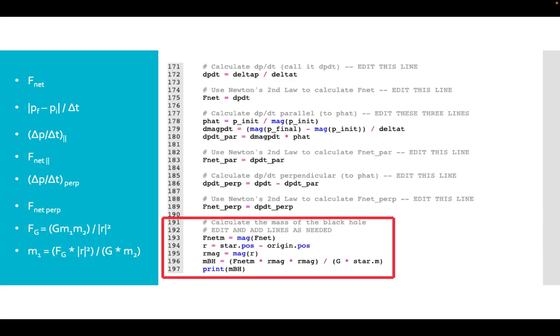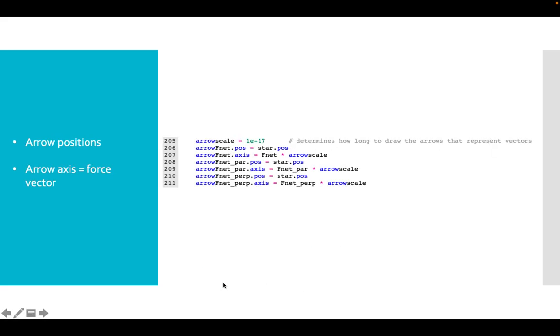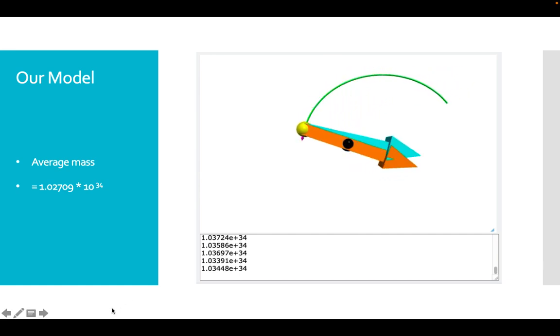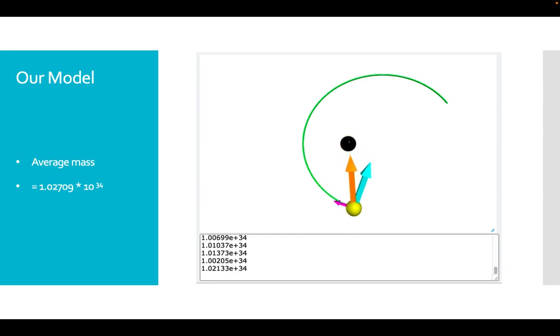And then to calculate the force net magnitude, I start off with the gravitational force formula, and I solve for the mass, and that's how I get this part down here. And for the arrow positions, the position is just the position which it's following, and the axis is just the force vector.